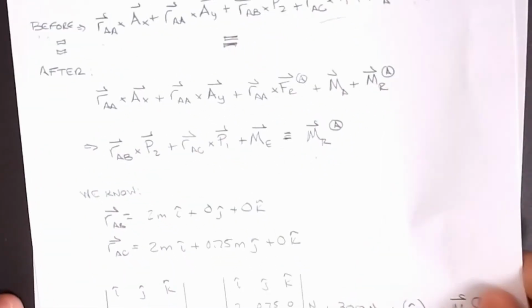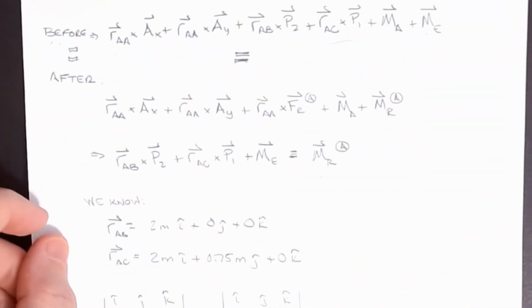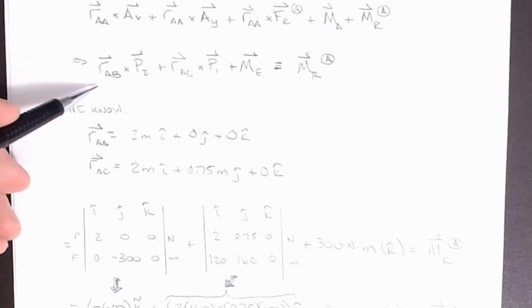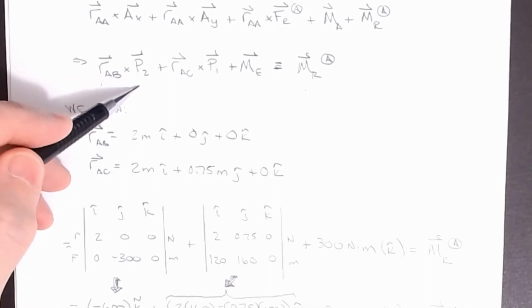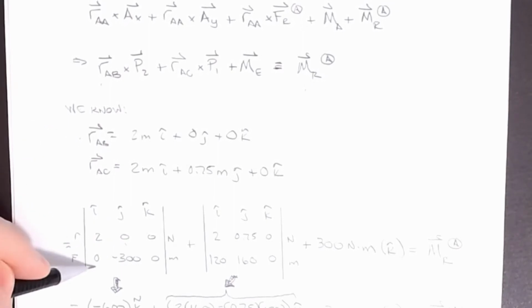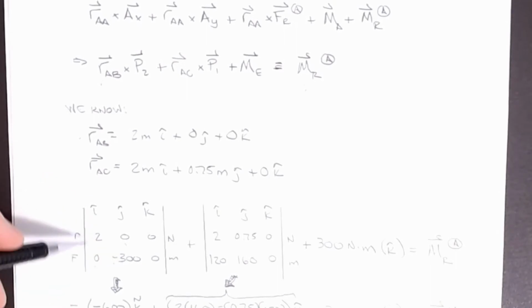Now I can solve this equation. I'm going to do the 3x3 determinants for my cross products, with ijk across the top. R goes first, F goes second. For the first term, RAB crossed into P2, the R is 2, 0, 0. That was the RAB. Then my vector is 0, minus 300, 0 on the bottom.